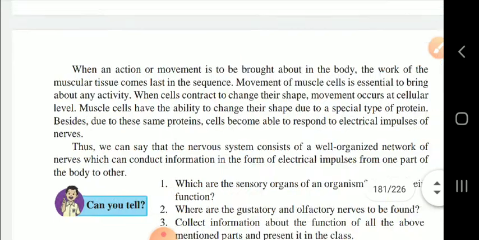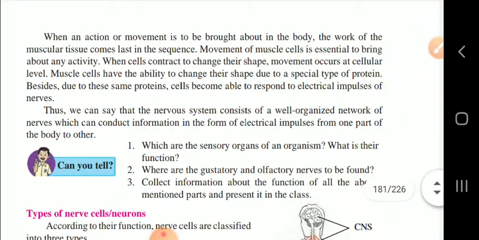Now we'll see our next topic. When an action or movement is to be brought about in the body, the work of the muscular tissue comes in the last only, in sequence. Meaning all the work is done in a sequence, so that comes in the last only.